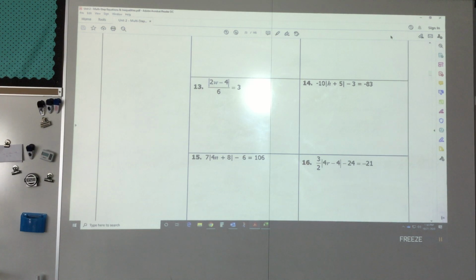Hey guys, welcome back. We are on part 3 of solving absolute value equations. We're going to pick up with number 14. Part 2 ended with 13.